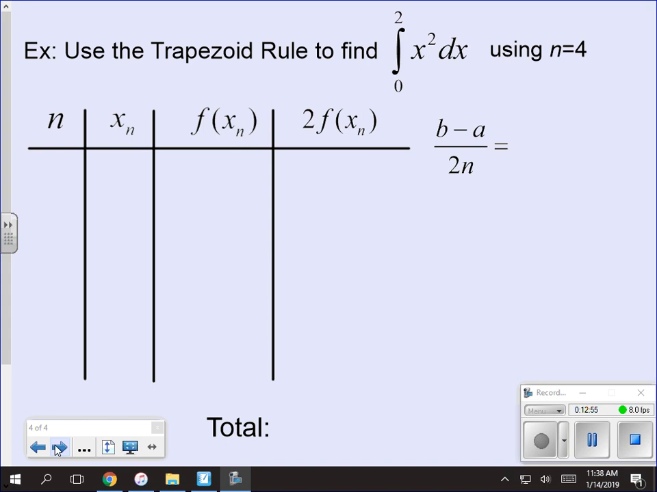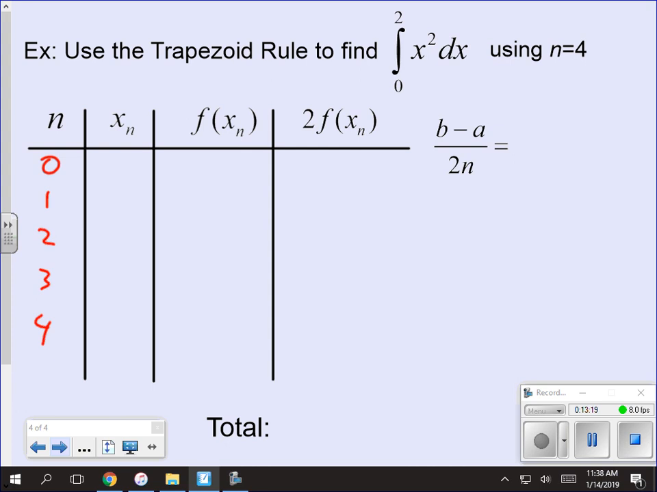Now, n goes to 4. I have 4 subintervals. Let's not start with 1. N starts with 0 because your first interval starts with x sub 0. So I go 0, 1, 2, 3, 4. Those are my nth values. X sub 0, x sub 1, x sub 2, x sub 3, x sub 4. That's what we're going to be working with.